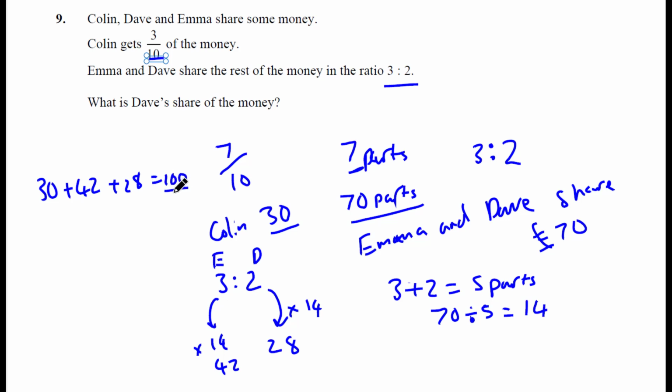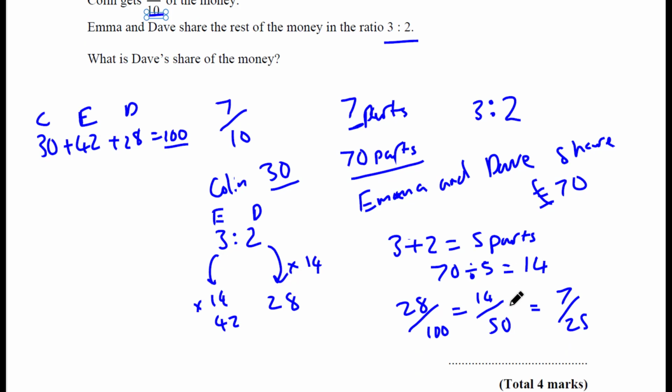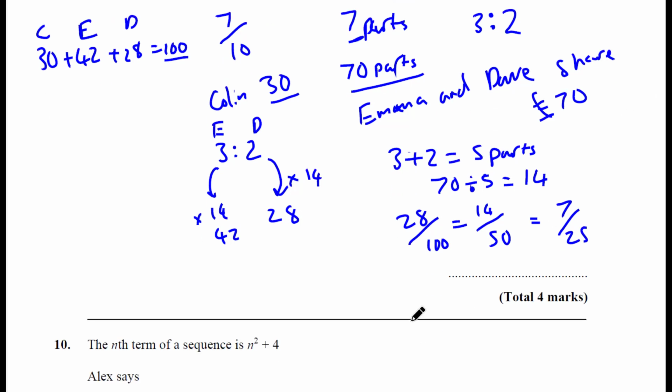Find an amount that's easy to share. That's Colin, Emma and Dave. So you can see Dave's share is 28 out of 100. You might want to simplify that to 14 over 50, and then 7 out of 25. And that's a nice easy 4 marks there as well. So up to here, guys, you've already got 34 marks, which is way beyond the grade 5.